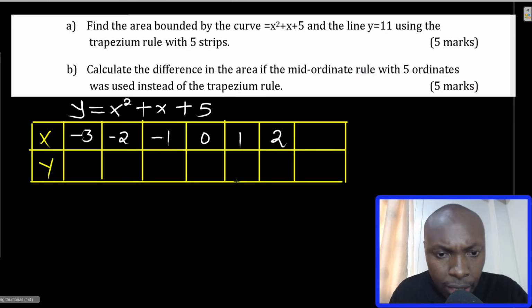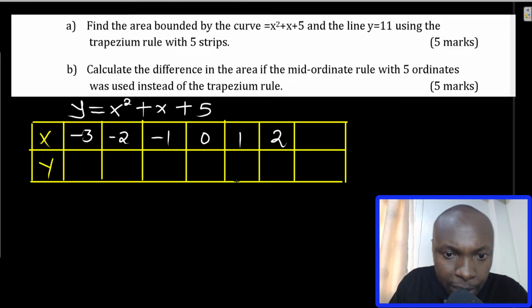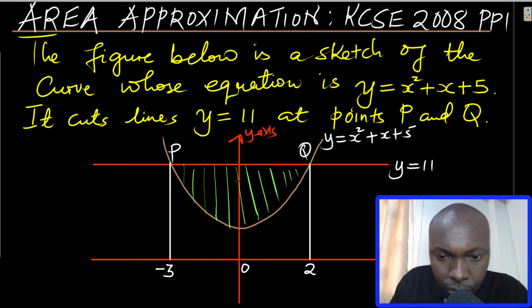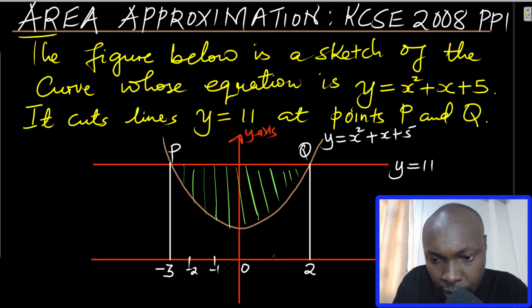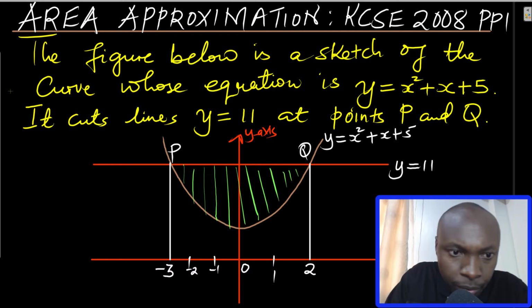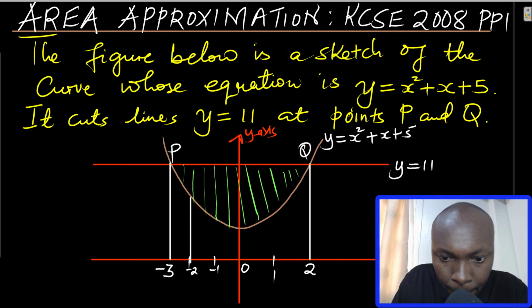Now, to do that, I'll have to prepare a table. I've prepared a table here all the way. So you shall have some points here you have to insert. So from 0 you have -1, then -2, and then between 0 and 1 you have 1. So the 5 strips, these are how you get the 5 strips. So you can see now these are the 5 strips.